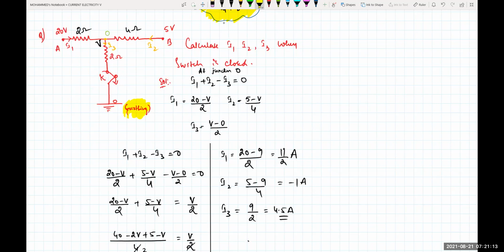Clear? Now see at the junction O, I1 plus I2 are coming in and I3 is going out. So I1 plus I2 minus I3 will be equal to 0. Which law is this one, beta?